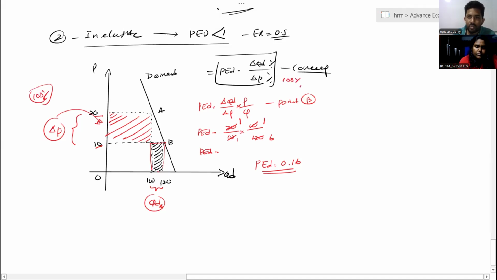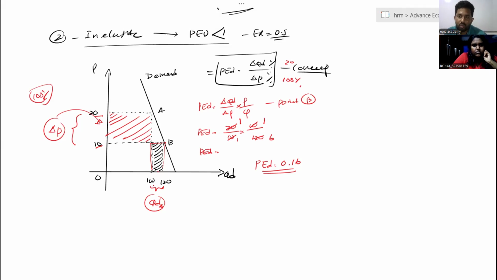And 100 to 120 is 20%. 20% divided by 100%. That means 20 divided by 100. It is 0.2. That calculates the arc value. It also represents that the coefficient of price elasticity of demand is less than one.